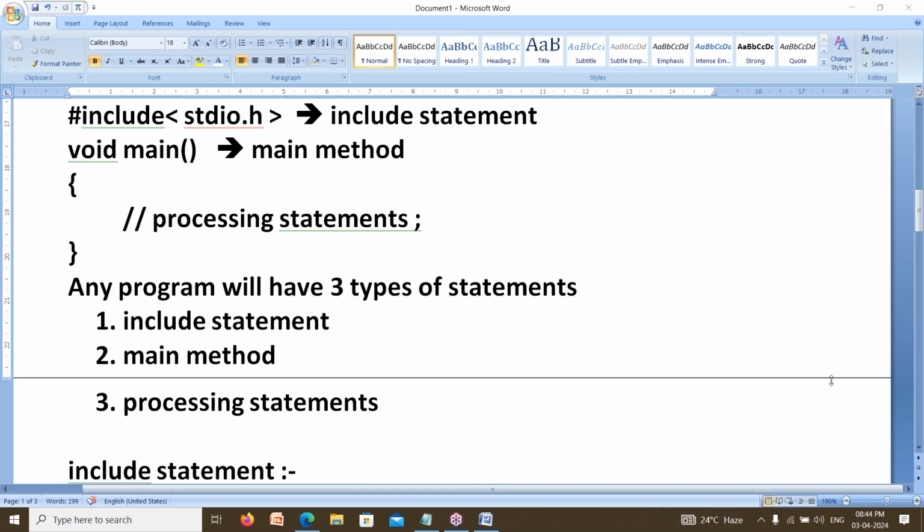You said the main method can be written in 6 types. So any of the 6 we can use, right? Instead of void main, int main also you can use, main also you can use. Any one you can use. I am using the third one.